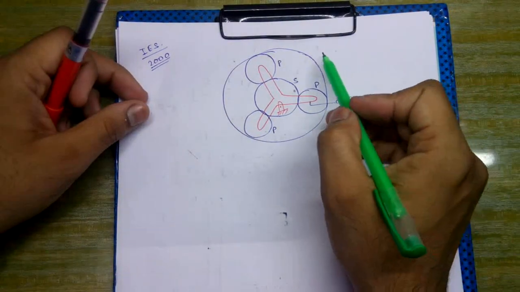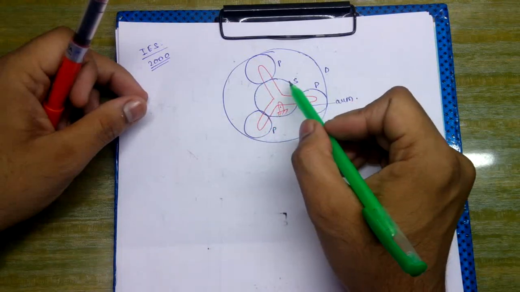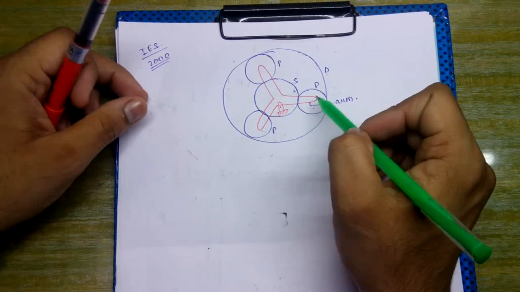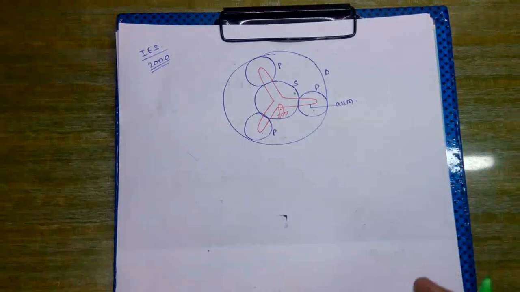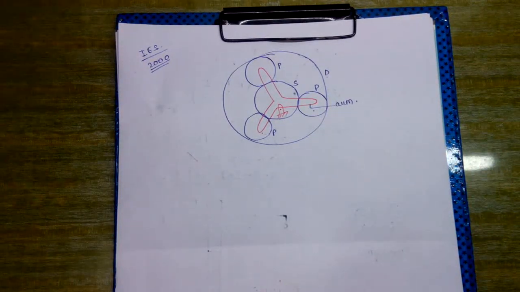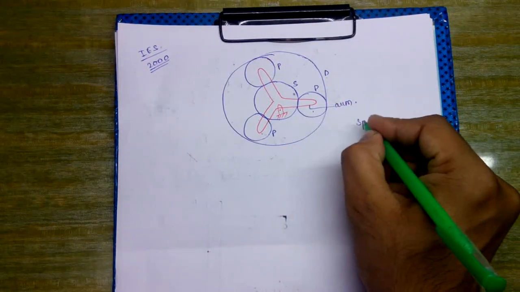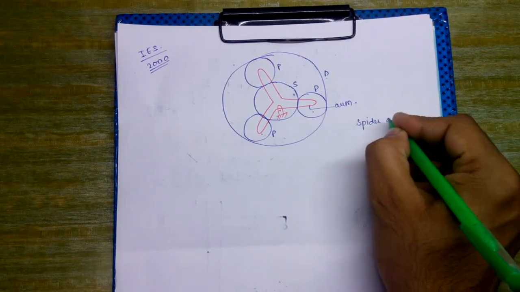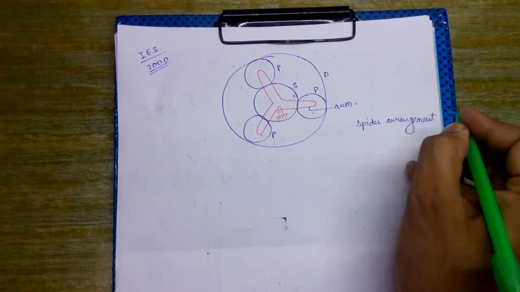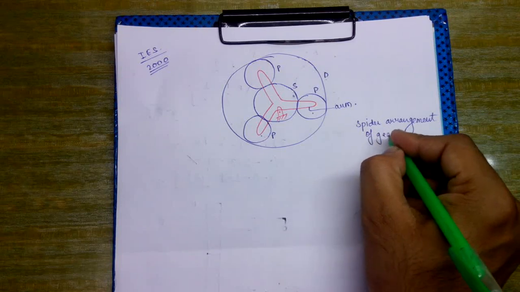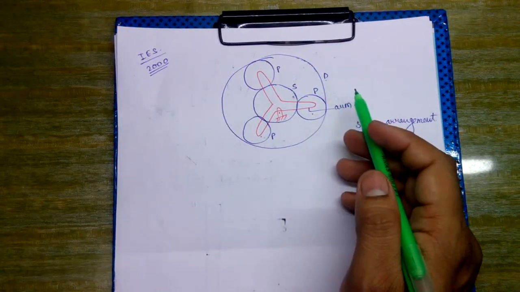So this is the question in which we have been given the bigger gear, that is D, the inside gear S, and we have three more gears such that these are connected to S by means of the arm. This type of arrangement is also called a spider arrangement of gears. So we are having one arm and we are having the other gears.